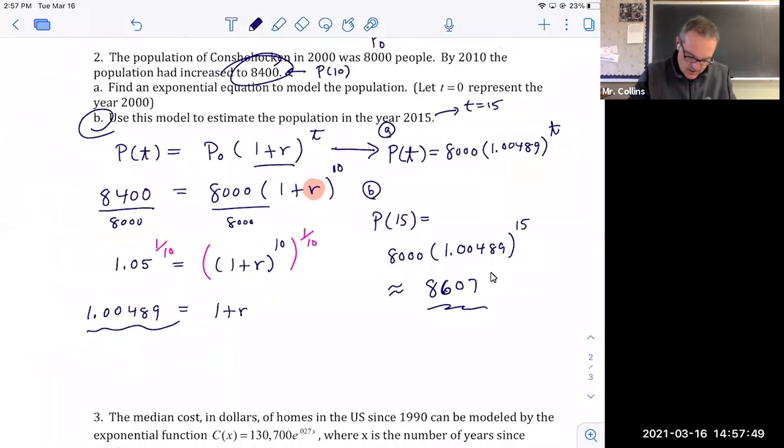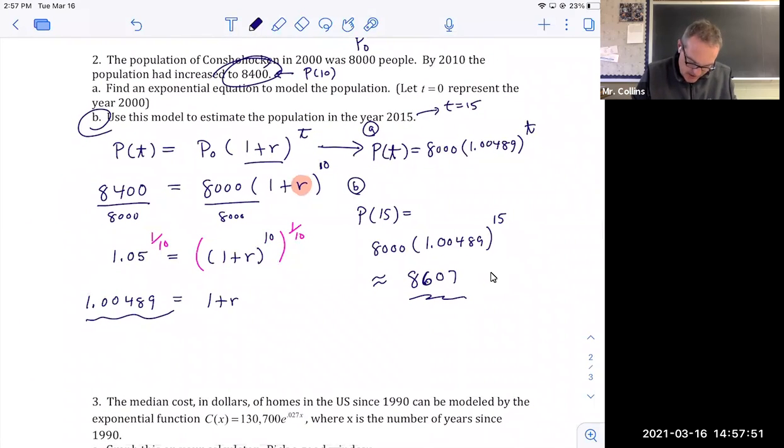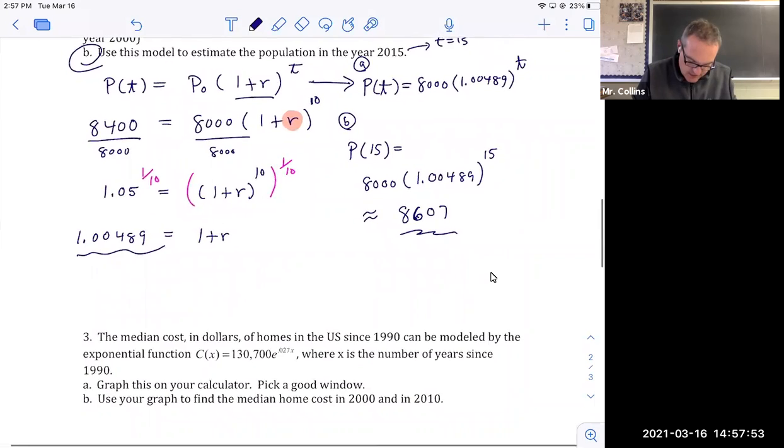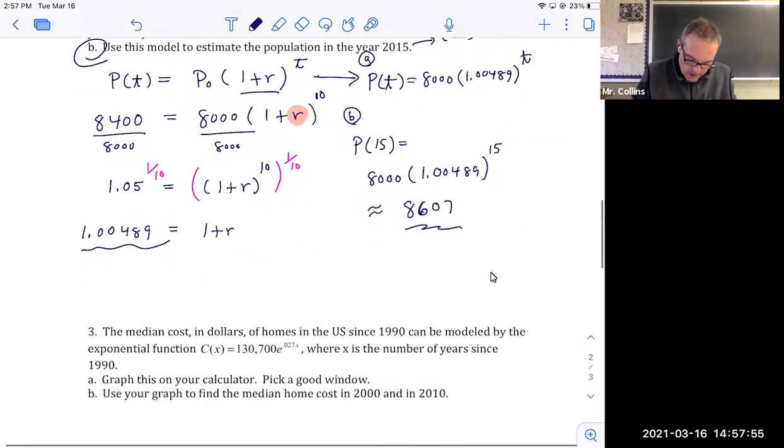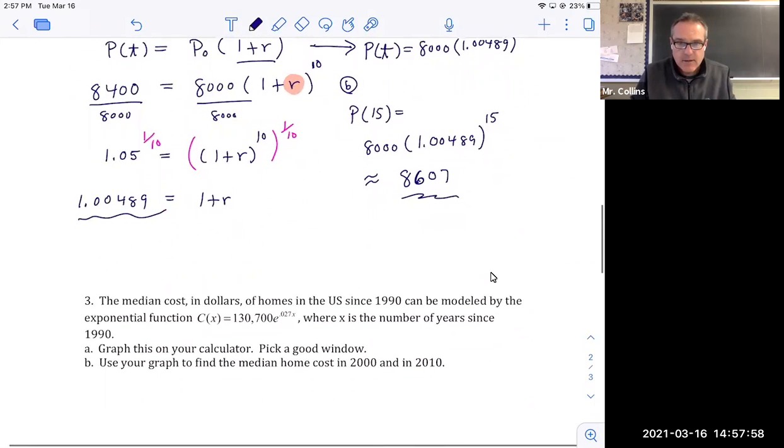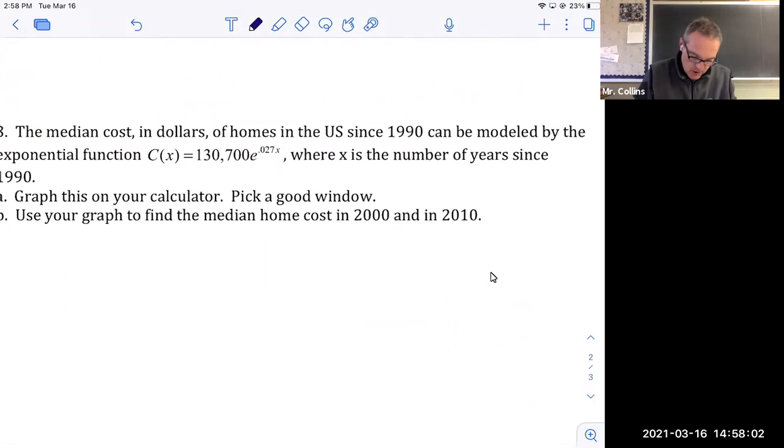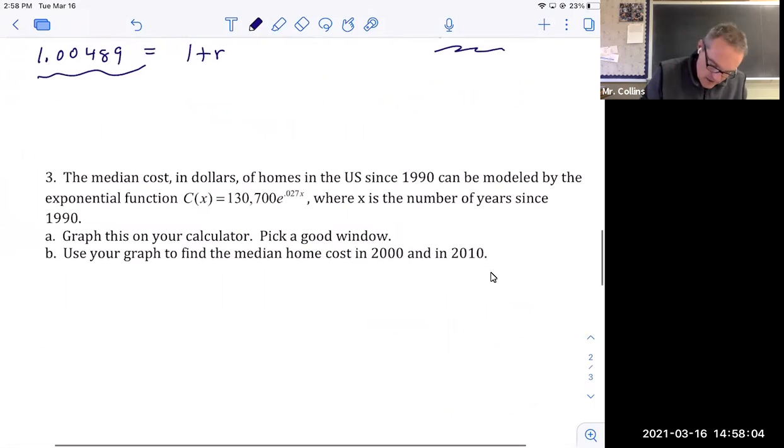Okay, so that's one example. And then here's another one where we're actually going to give you the model. And this time we're going to use the base of E, that same E we've seen, which is the base of the natural logarithm. Don't forget what E is.